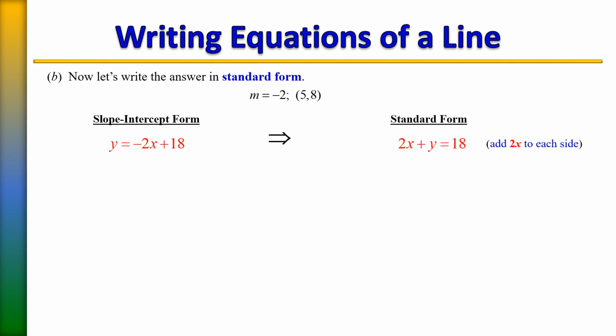So when we add 2x to each side, our equation is then in standard form, which is 2x plus y equals 18. And at this point, we are done, because notice the coefficient of x, it is not a fraction and it is not a negative. So it is fine. That is the correct standard form of an equation.